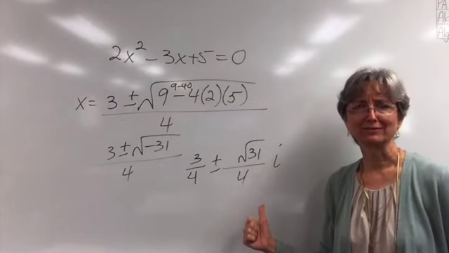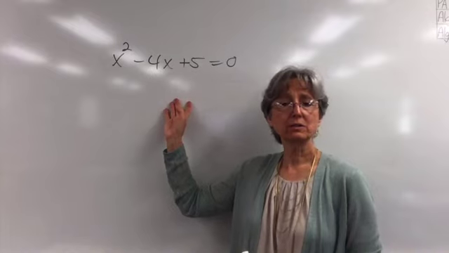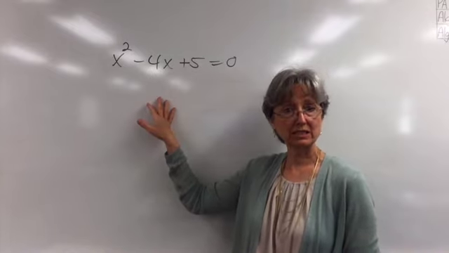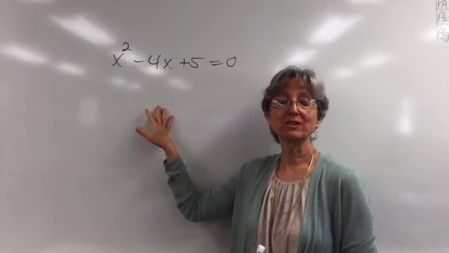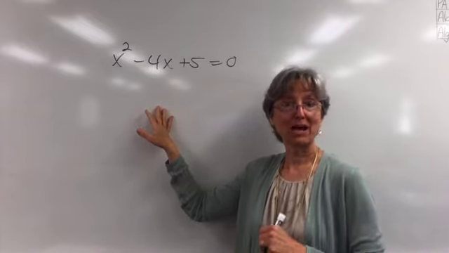Let's try one more. x squared minus 4x plus 5 equals 0. This one looks relatively simple. So let's practice this one. Pause the video, work it through using the quadratic formula, and then come back and see how you did.